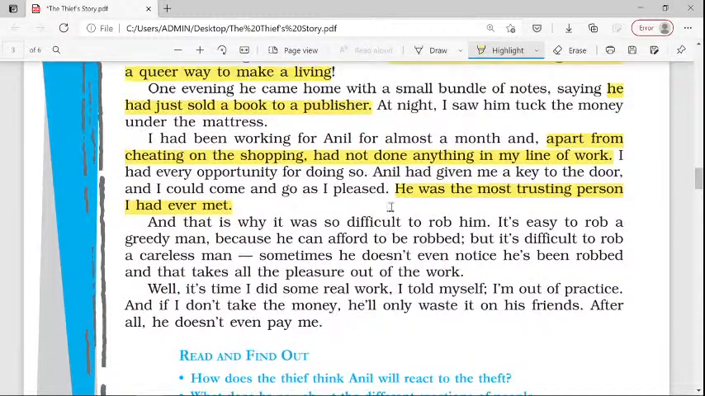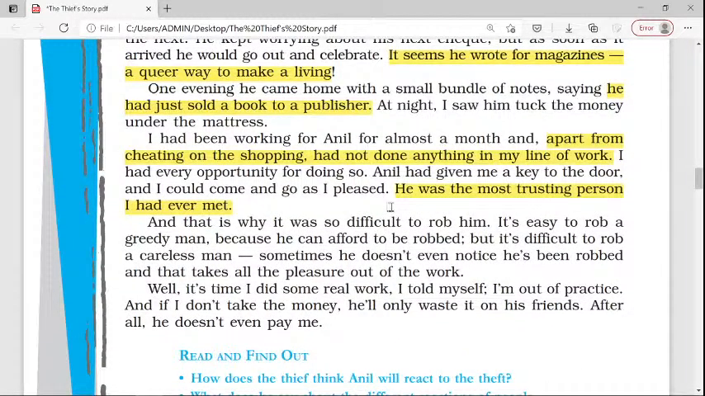Why is it very difficult to rob him? Hari Singh says it is very difficult to rob Anil. What is the reason? The reason is that he was such a trusting person, and Anil trusted Hari Singh very much. Therefore, if someone trusts you, it's very difficult to rob them, because somewhere you feel he would get hurt if I betray his trust. So as Anil placed so much trust on Hari Singh, Hari Singh thinks it is very difficult to rob such a person.